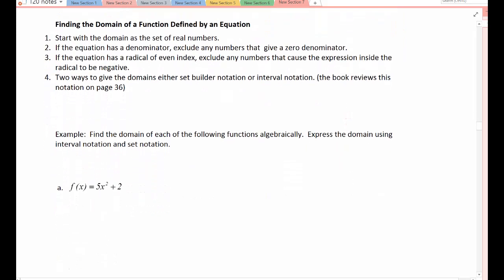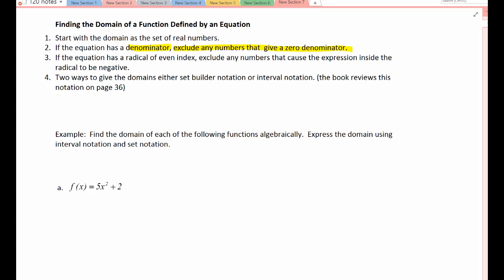When you're looking for the domain of a function given an equation, start with the domain as the set of real numbers. Right now all real numbers are at play. Then if the equation has a denominator, division, you exclude any numbers that cause division by 0. If you get out your calculator and try to take 2 divided by 0, it gives you an error. You can't divide by 0. So that's the first check.